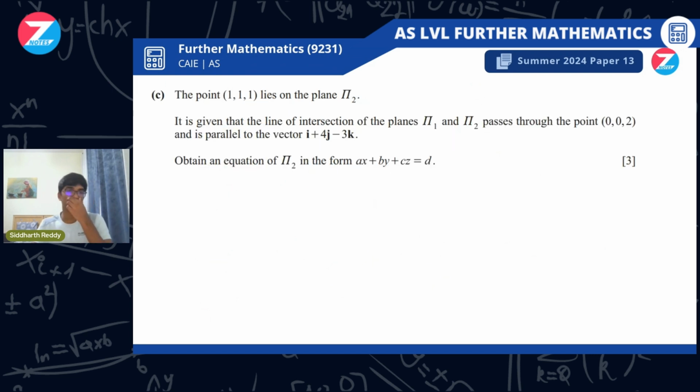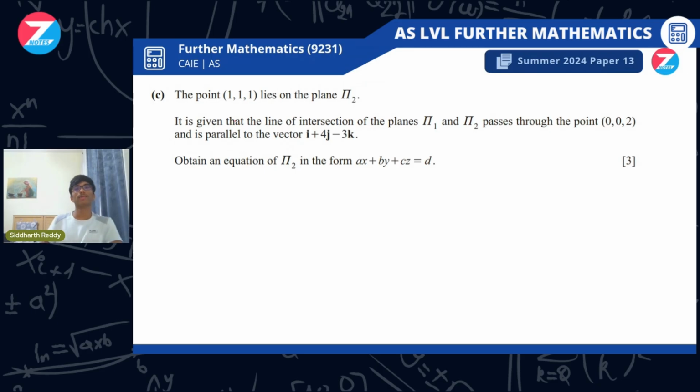Okay, next question. The point 1, 1, 1 lies on the plane pi 2. It is given that the line of intersection of the planes pi 1 and pi 2 passes through the point 0, 0, 2 and is parallel to the vector 1, 4, minus 3. Obtain an equation of pi 2 in the form ax plus by plus cz is equal to d.